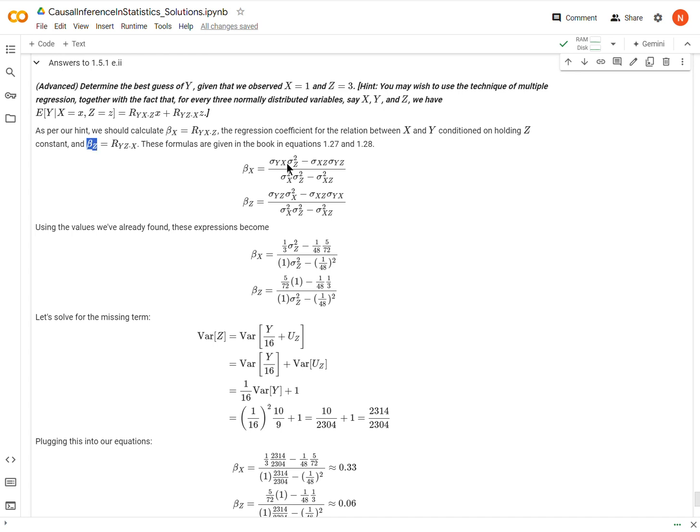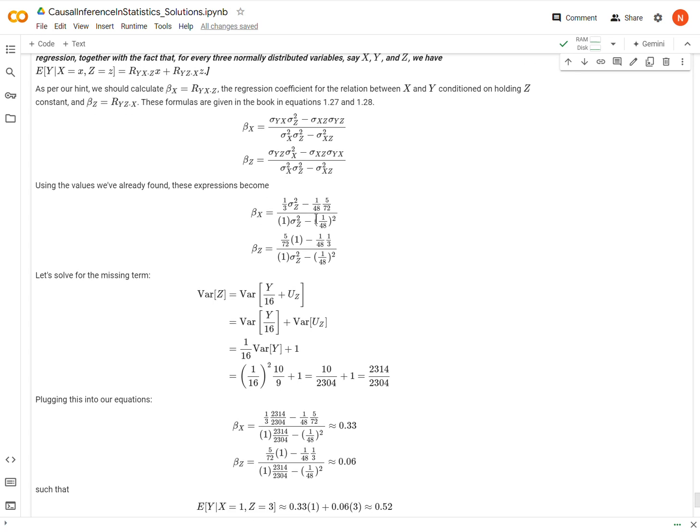Now these formulas are given in the book for equations 1.27 and 1.28, and so I won't go through the math. I'll let you do that. But basically every term in here, so the covariance of y and x and so on, we have found previously in this problem. The only thing that we did not find is the variance of z.